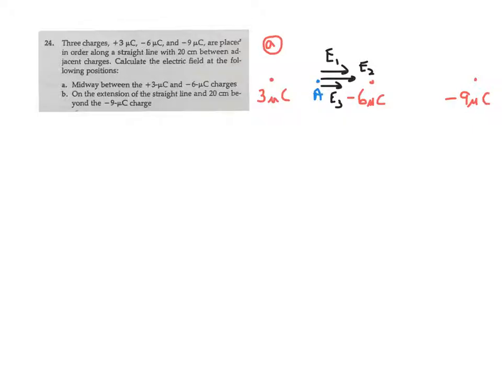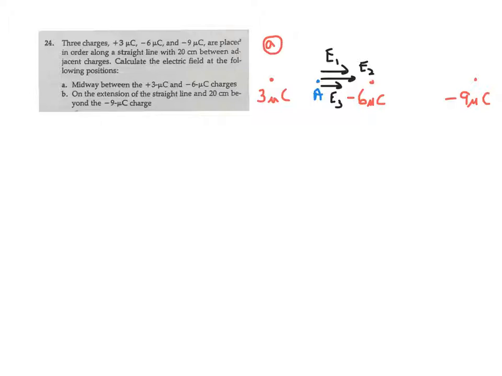Day 132, Honors Physics, problem number 24, electric fields due to point charges. In this problem, we have three given charges. We have a 3 microcoulomb charge right here, which is 20 centimeters from this negative 6 microcoulomb charge, and collinear to those two is this negative 9 microcoulomb charge, which is 20 centimeters further, so that the negative 6 microcoulomb charge is halfway between the other two.